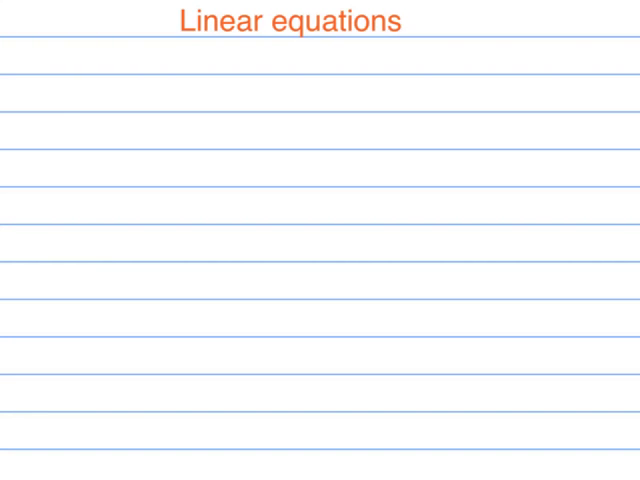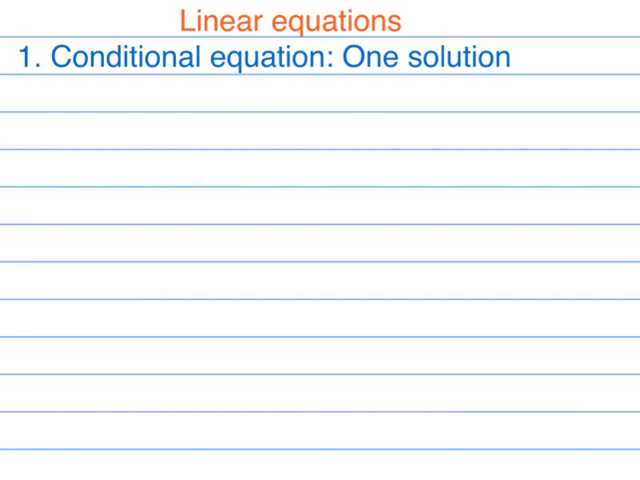Let's look at linear equations. I'm going to show you the different types of linear equations that can be solved, and then let's look at the steps for solving them. So there are three types of linear equations you can solve for. The first kind of equation that can be solved is a conditional equation, and that is where there is just one solution.